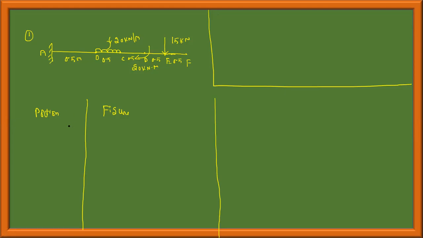Portion, figure, and then shear force diagram and bending moment diagram. We should divide like this. When I say portion, this is between two points: point A and point B, point B and point C, point C and point D, point D and point E, point E and point F.